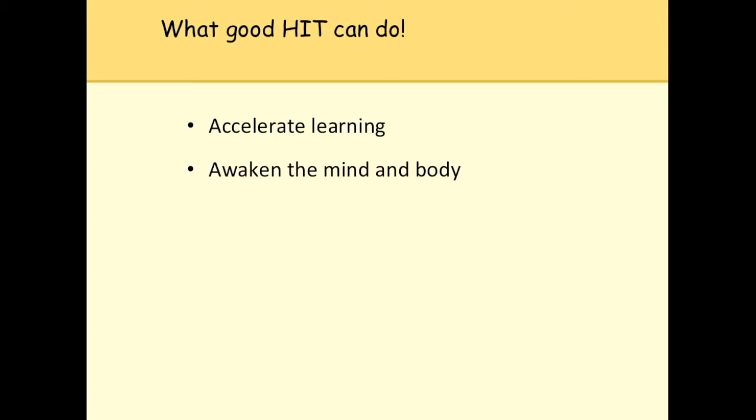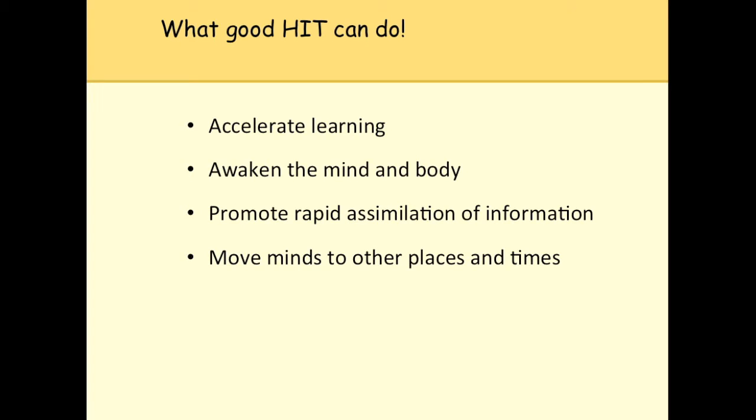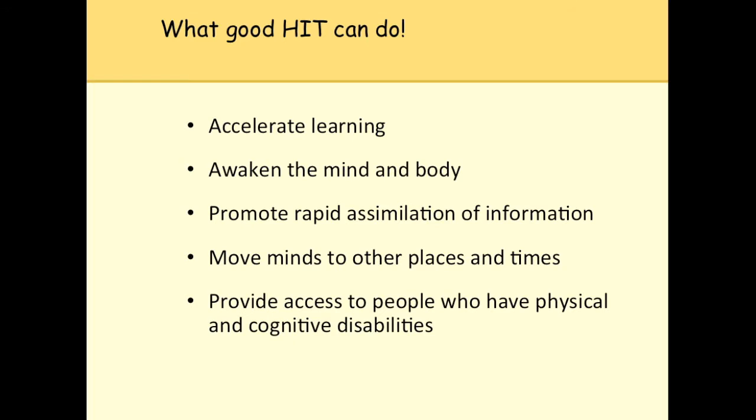Another thing is it can awaken the mind and body. Again, you'll see some of these applications later on of how that happens. Rapid assimilation of information. The way that we organize and portray information, taking into account the organization of our sensory, perceptual, and cognitive subsystems means that we can get higher bandwidth to the brain and from the brain by taking advantage of the way people really work. We're able to move our minds to other places and other times. And I'll show you that also next week.